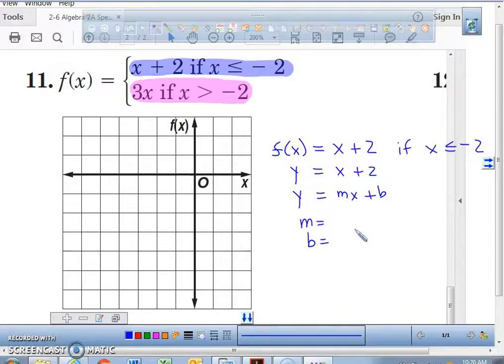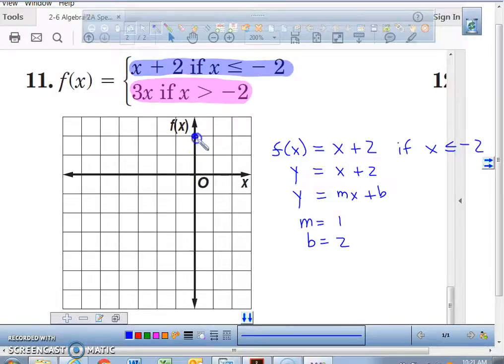So, what is the slope of this line? Very good. What is the y-intercept? That's right, it's 2. Now, what we're going to do is graph this line. We're going to graph the y-intercept. I'm going to put a point.